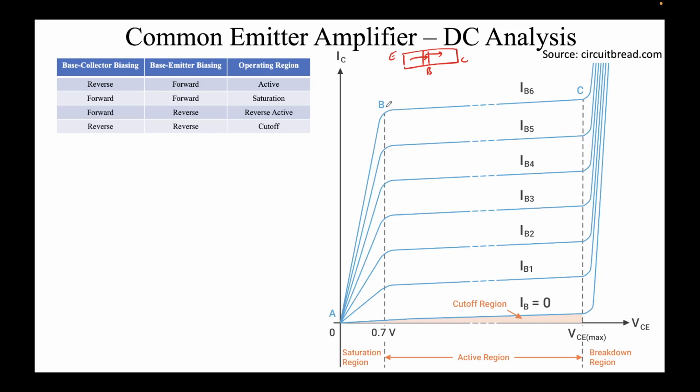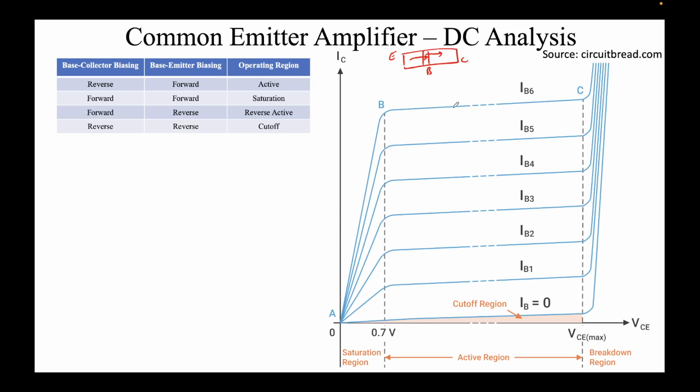Between points A and B is what is called the saturation region. This is where a BJT is operated as a switch. The current is high in one state and low in the other, like a switch on and off. But for an amplifier, we need the active region behavior.